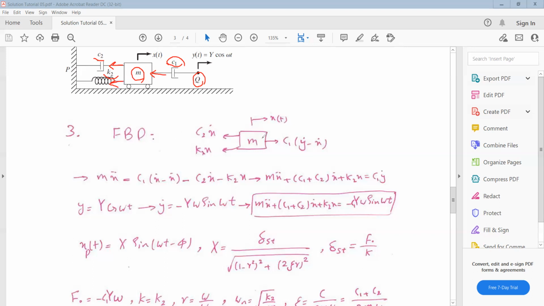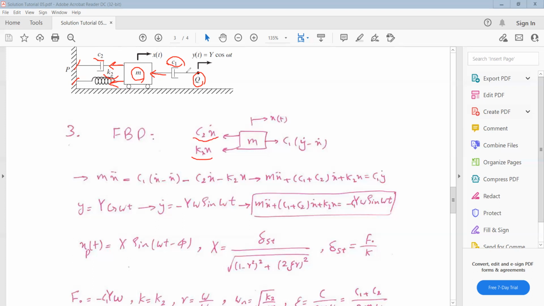So when this mass M is going to the right, the force in the damper C2 is equal to C2 times x dot, because one edge is fixed. So the force in the damper is equal to C2 times x dot. The force in the spring is K2 times the displacement or elongation of the spring, which is x, because one edge again here is fixed. So it's K2 times x, C2 times x dot.